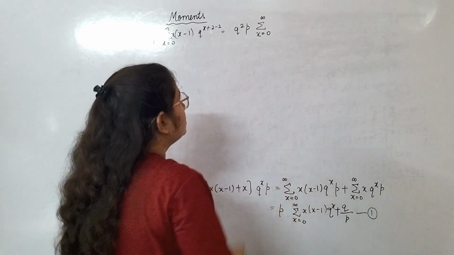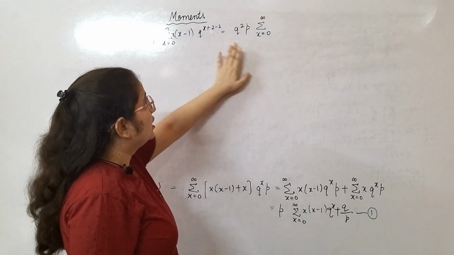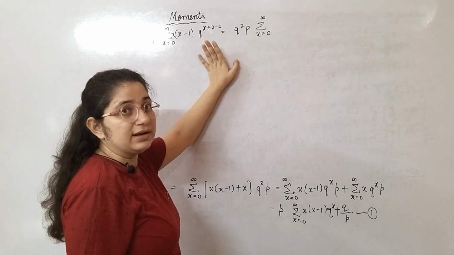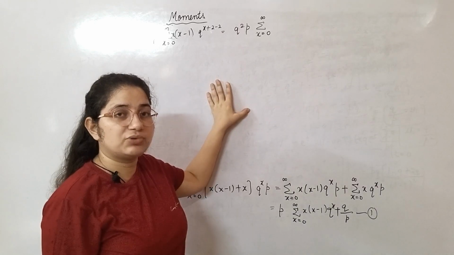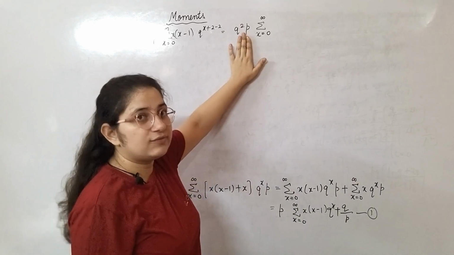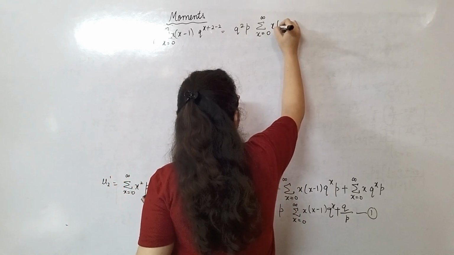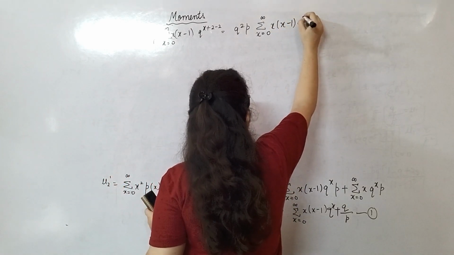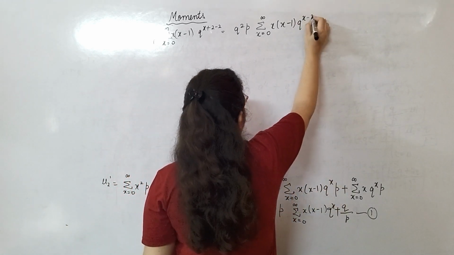If you don't want to take out this q square common, you may leave it. Okay, you can solve it directly with the power x, but in the end you have to take out that q square common, so I am taking it in the first step directly. Okay, x minus 1 into q to the power x minus 2. And now open the summation.